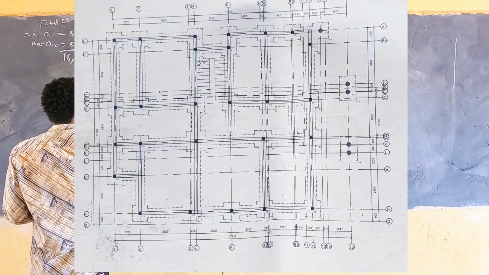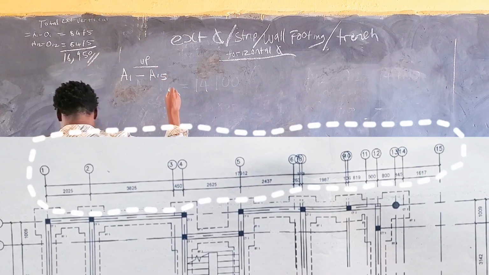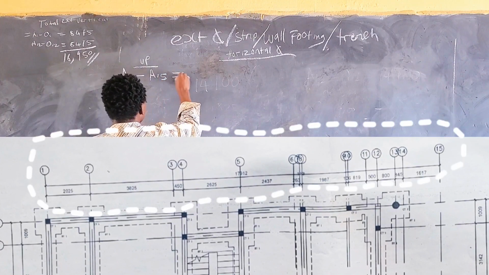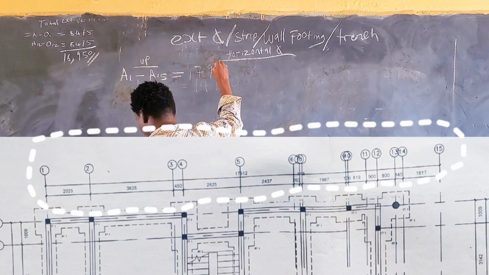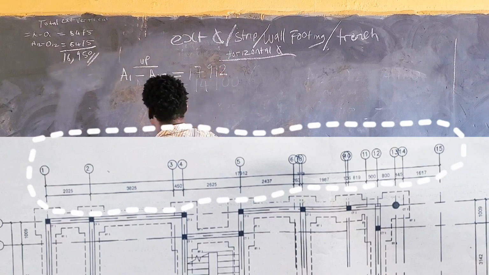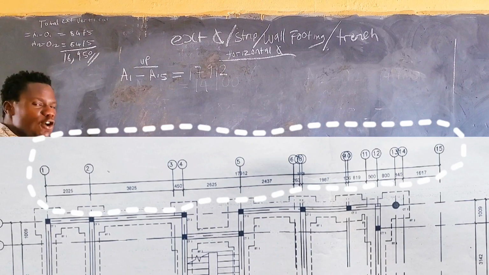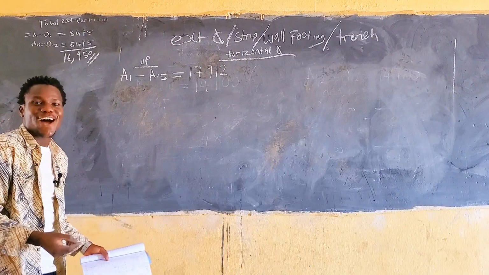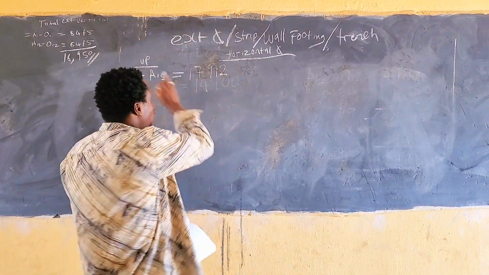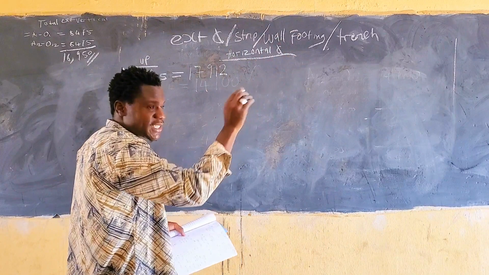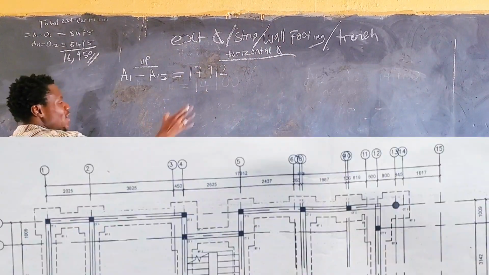A1 to A15 will give us 17,912. So if we leave it like this, it will be an overmeasurement. So we'll deduct all the excesses because of our laziness. We don't want to take A1 to A2, A2 to A3. We just took A1 to A15, because they've already dimensioned it there, so we can just pick the dimensions. So all we need to do now is to deduct the excesses.